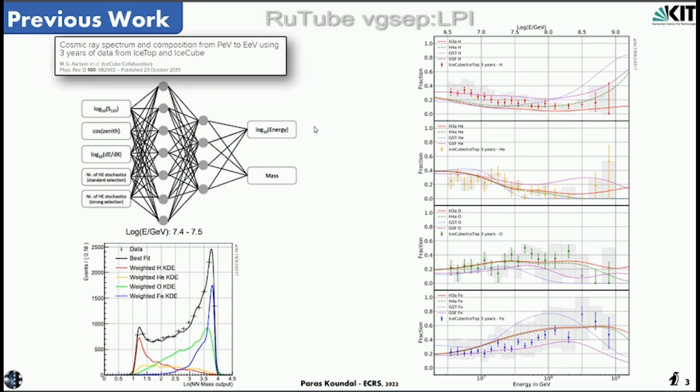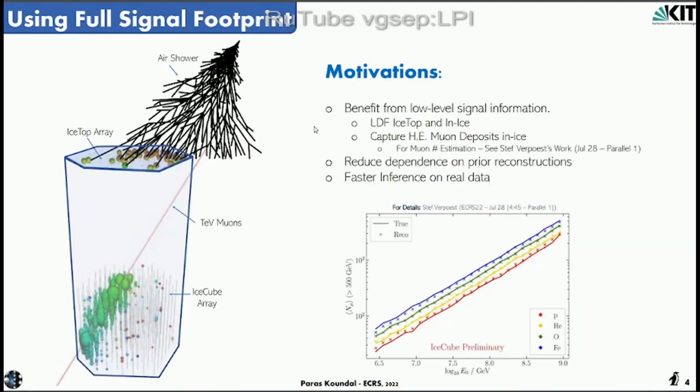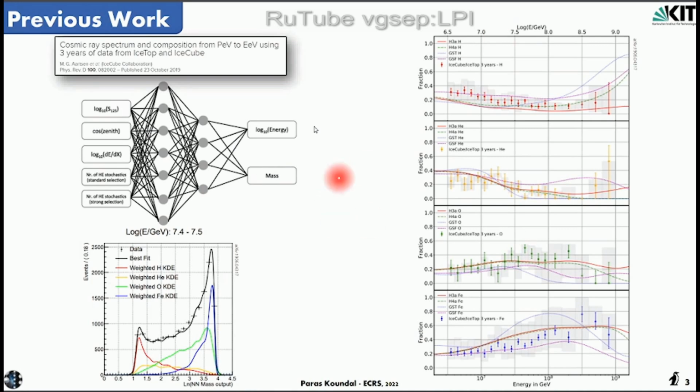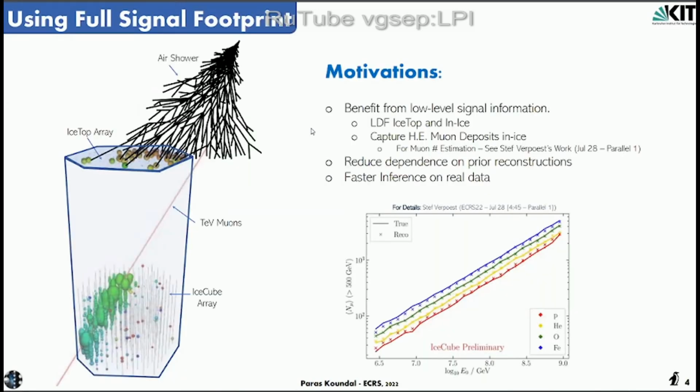And as I told, my talk is divided into two sections. The first one is obviously to move beyond these features and try to use some low-level information, so try to use the full footprint. The motivations are obvious. We would obviously want to benefit from the detailed low-level signal information, where we have the IceTop LDF and the InIce LDF. And in principle, just trying to capture high energy muon deposits with the electromagnetic deposits.